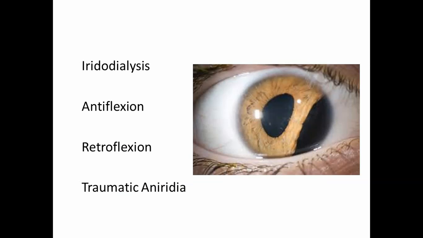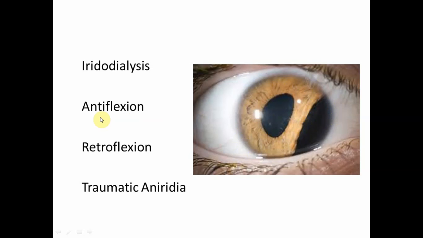Other manifestations include iridodialysis or a D-shaped pupil, what you see here. So it is a detachment of the iris from its root. So the iris is being detached from here and you see a nice D-shaped pupil here.